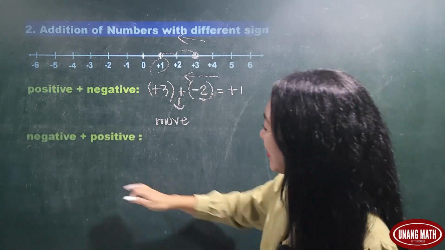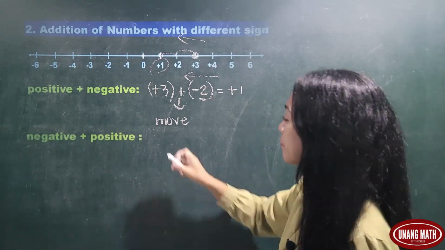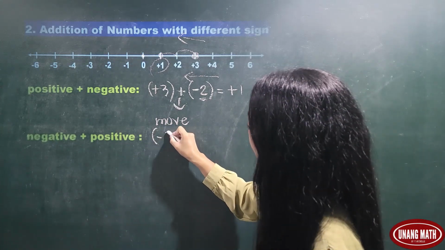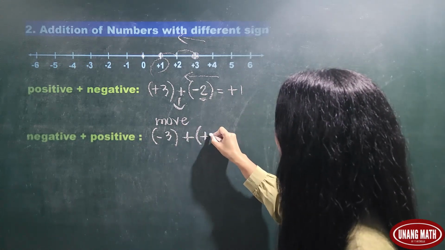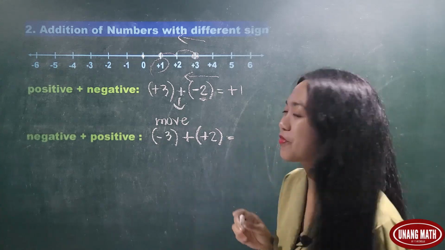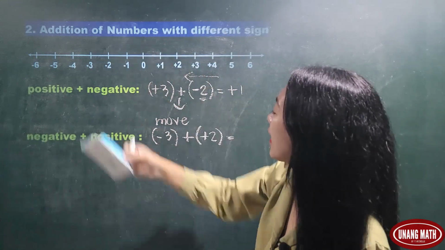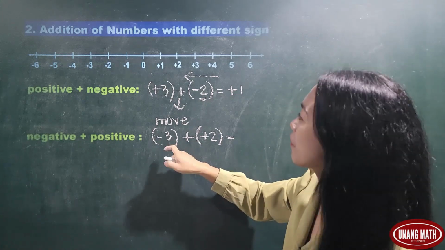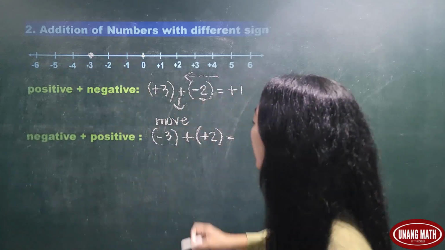Let's move on. This time negative number plus positive number. Example, negative 3 plus positive 2. Let's find the answer for this. On the number line, let's locate where negative 3 is. This is the origin. Negative 3 is this point.